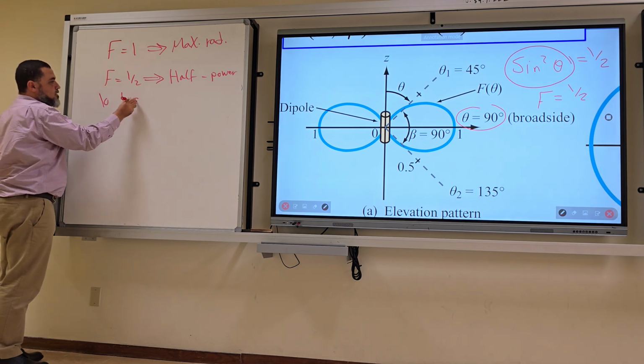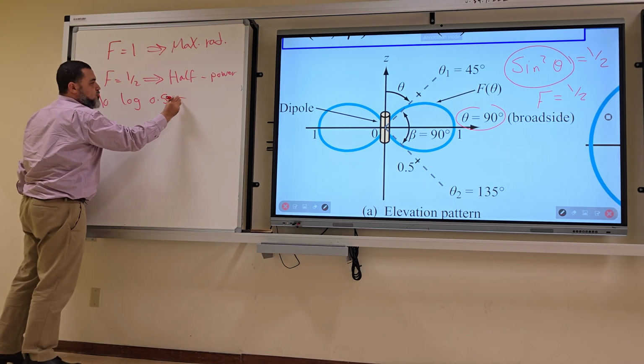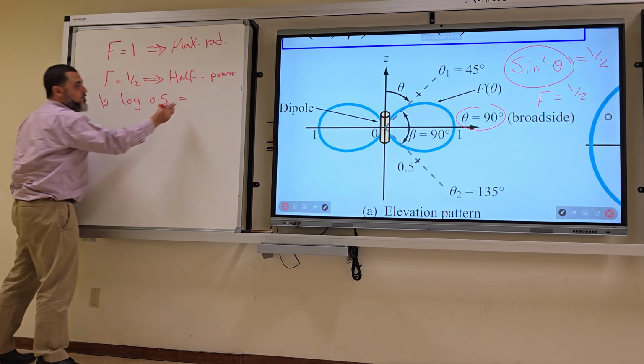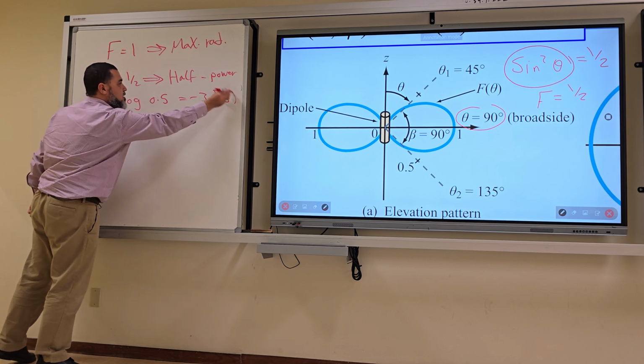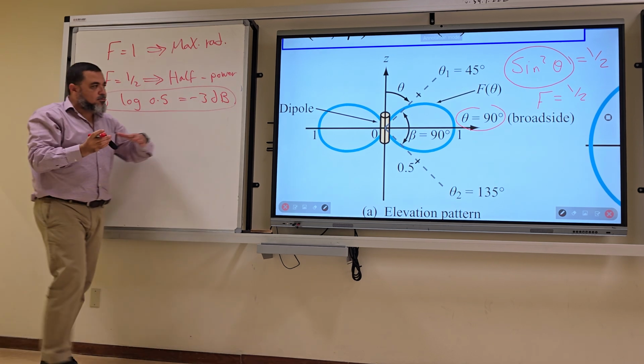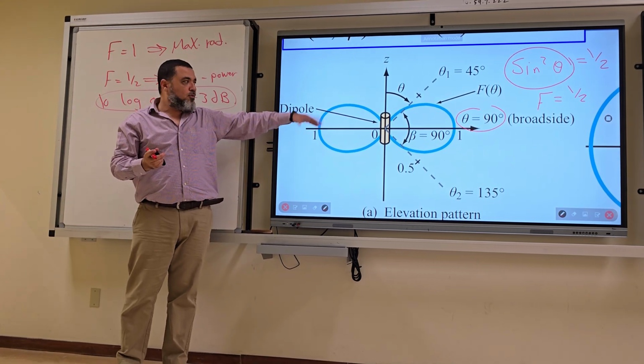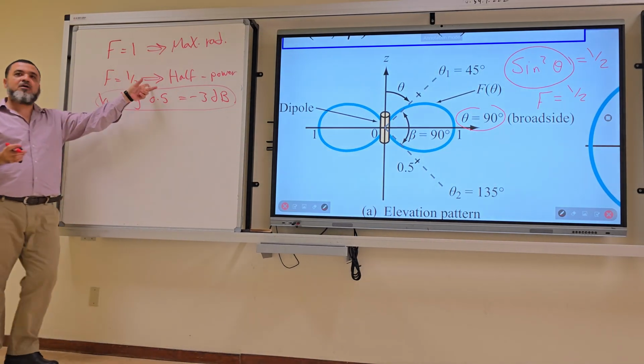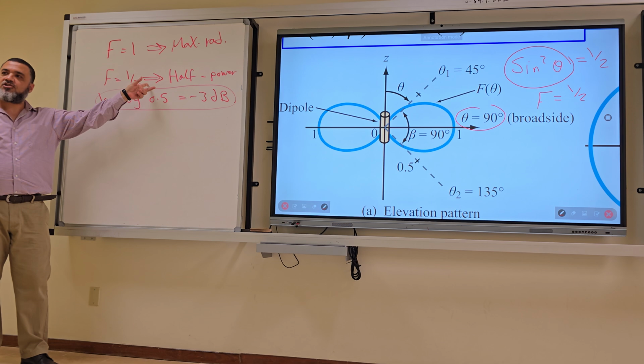10 log 10 of 0.5 equals about -3 dB. We took this before: the half power point. So the antenna is radiating maximum along this direction. What is the direction where we will have half the maximum power? What should be the direction?